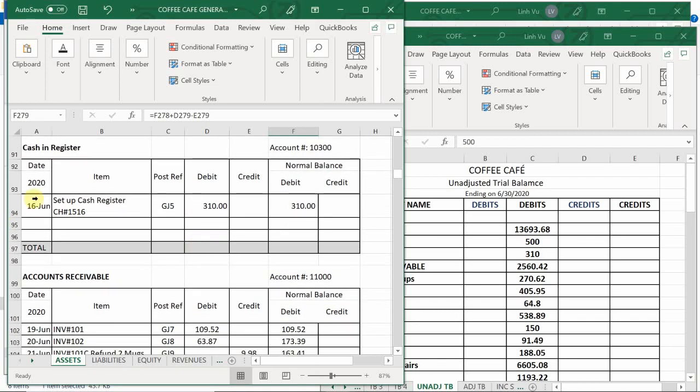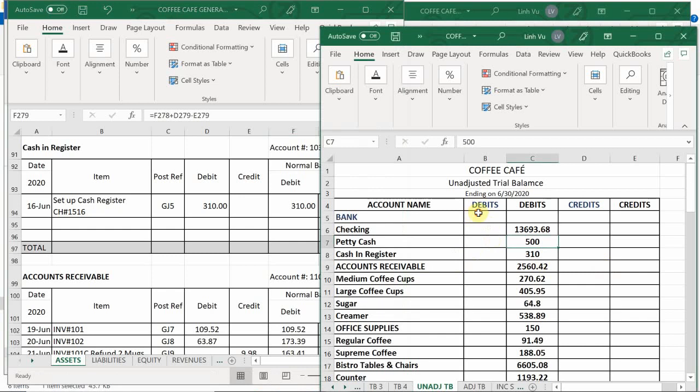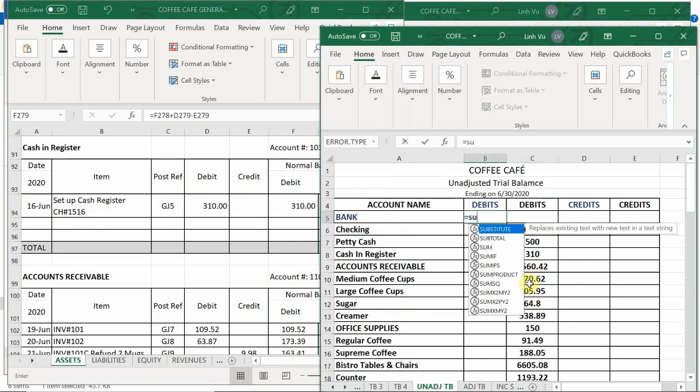And the next one's going to be accounts receivable. Now in this case, I know for a fact that my bank account is going to consist of these accounts. It's going to include my checking account, my petty cash, and my cash in register. So I'm going to add those all up.